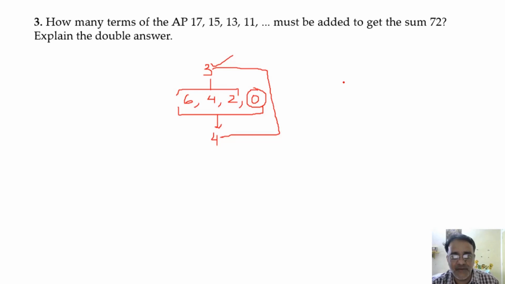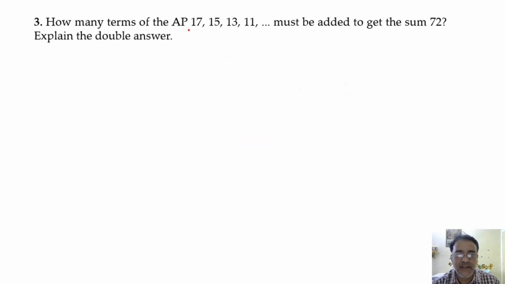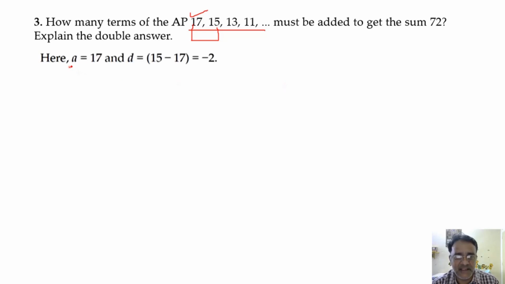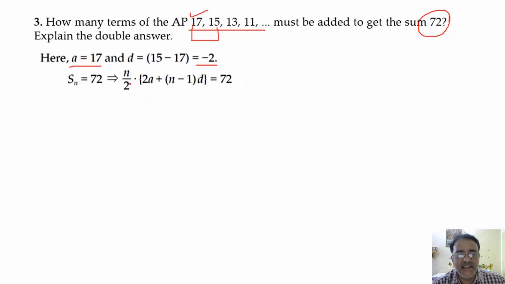Okay, let us see what we are going to get for this question. So 17, 15, 13, 11, and so on. What is the first term? 17. What is the common difference? Minus 2, since it is decreasing order. A is 17 and D is minus 2. And we will take this 72 as Sn. The formula of Sn is n by 2 into 2a plus n minus 1 into D, equals 72.